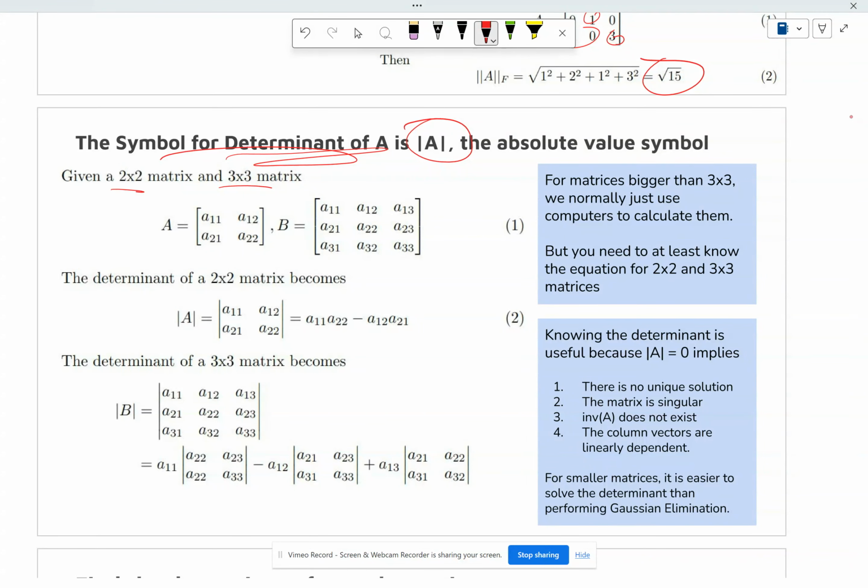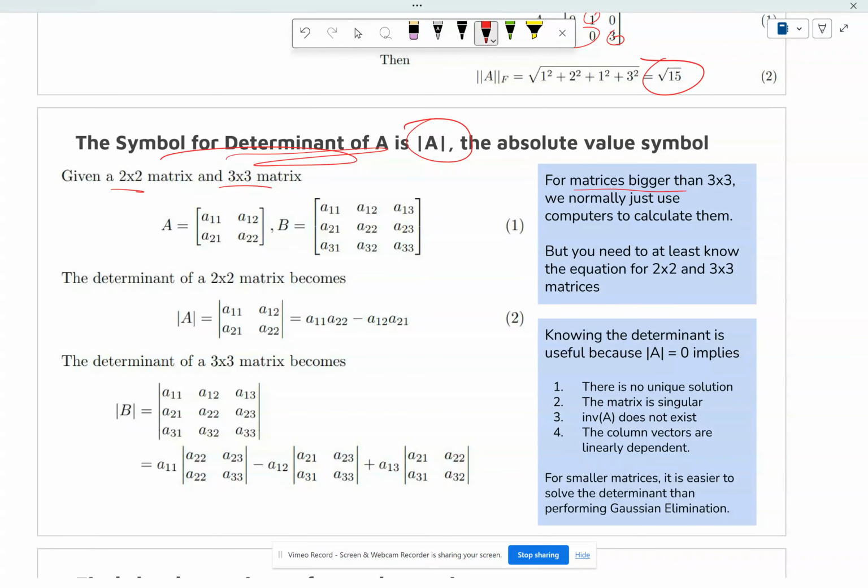Now, for 3 by 3, you take this, multiply by the determinant, and then you take this, and multiply by the determinant of this. See? I combine it to do two columns. This second one is subtraction. And the third one is you take this, and then you multiply by the determinant of this corner. And that's it. That's the equation for 2 by 2 and 3 by 3.